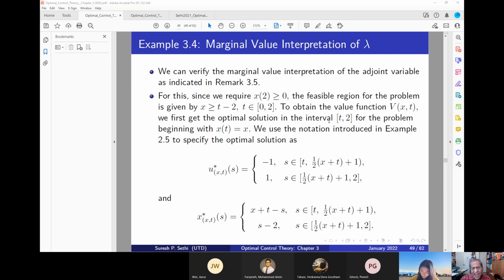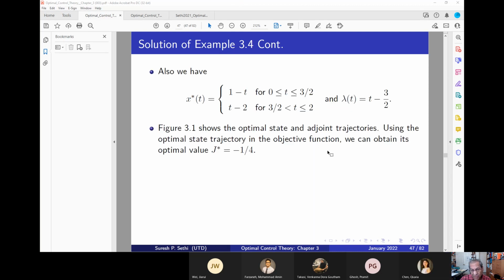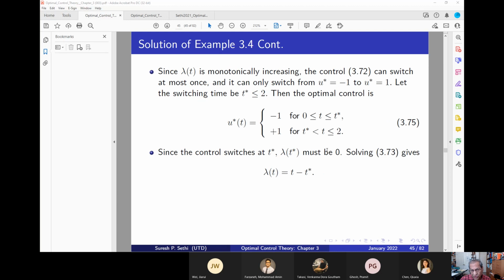It is easy to find the value of the x and t pair, so that we have a feasible solution, because just looking at the picture, we can easily figure this out. If x is very high, no problem. Remember, we need to have x2 bigger than or equal to 0.